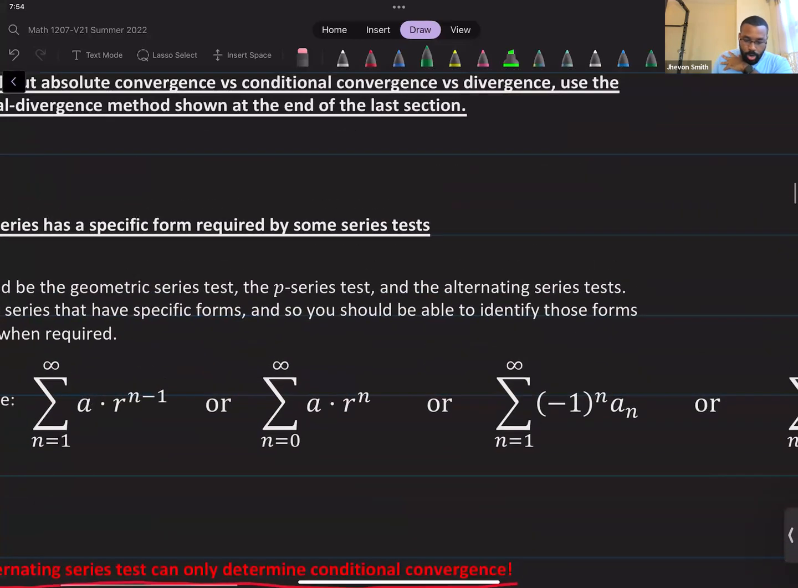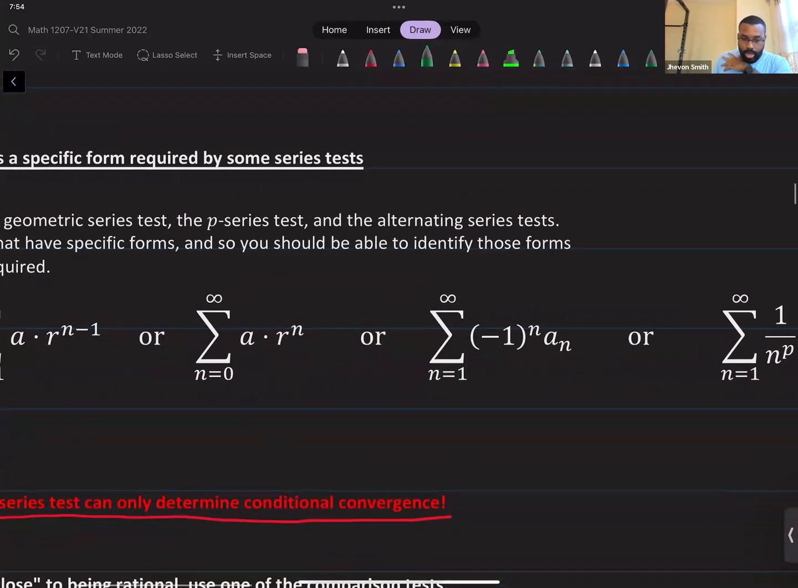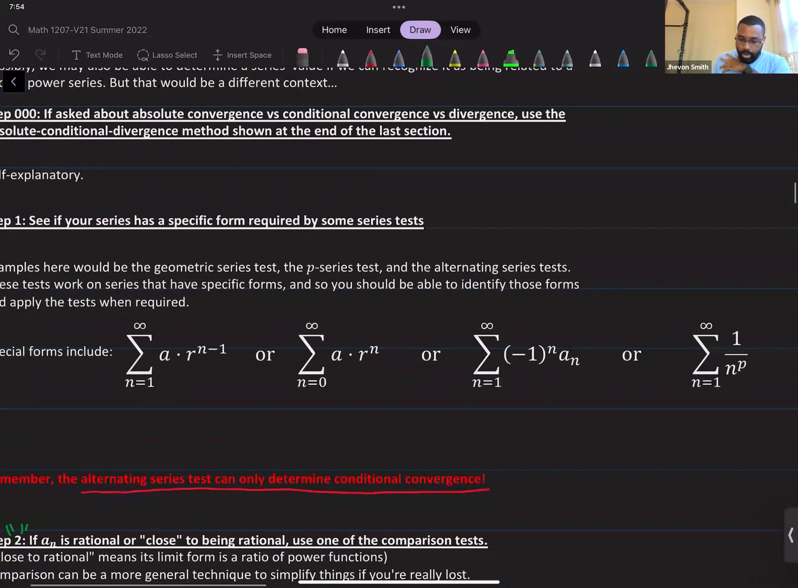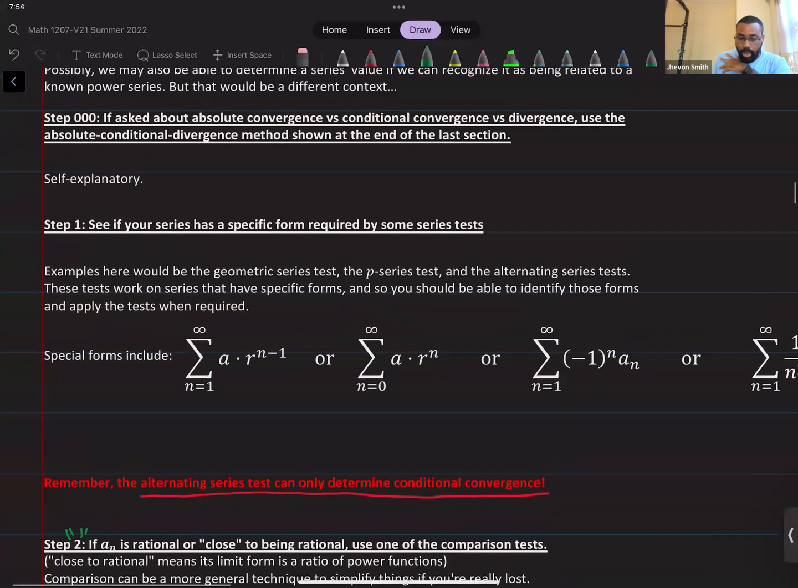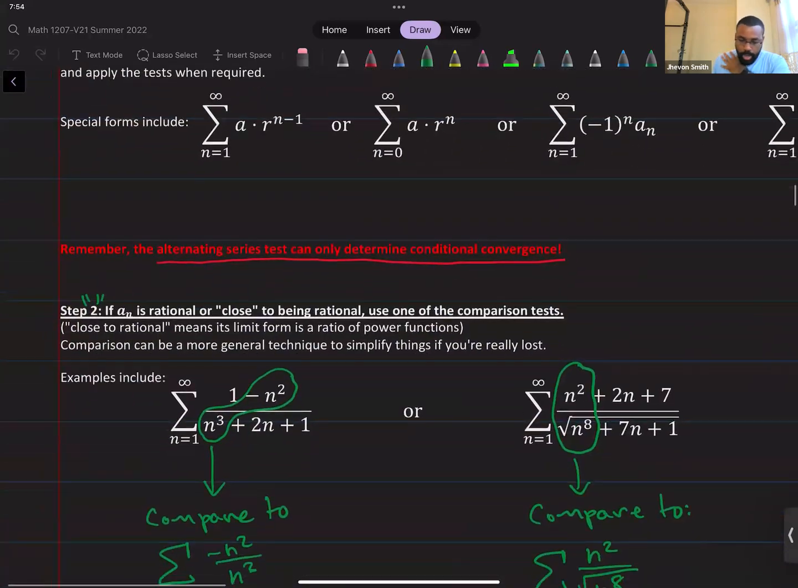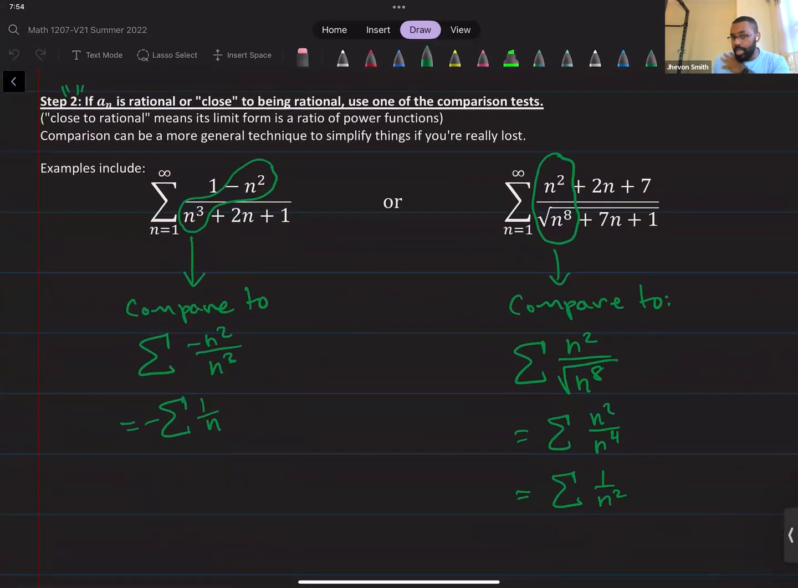If I ask you to talk about absolute versus conditional versus divergence, then you know you have to use this framework here, which we did some examples of. If it has a special form, like a geometric or a P series or an alternating series, that might be useful. Alternating series test does not talk about absolute convergence. So if the problem asks you about absolute convergence, alternating series test would be one of the last things you do if nothing else works out. If something is almost rational or rational, comparison would be a nice thing to do. Try to compare it to a P series.